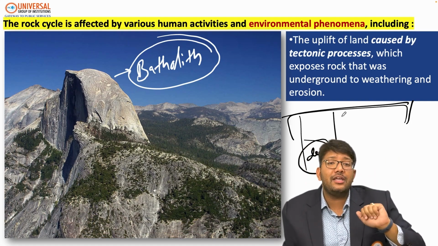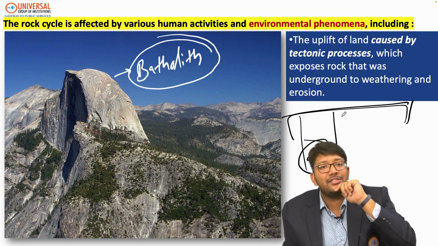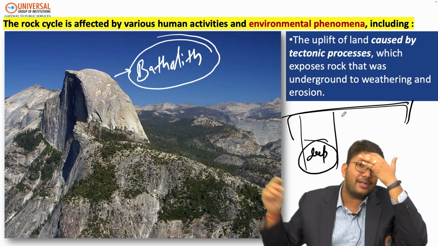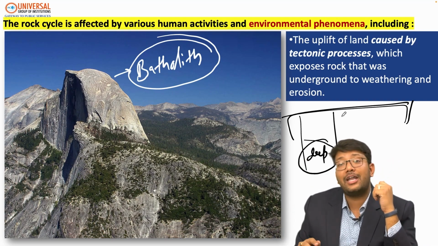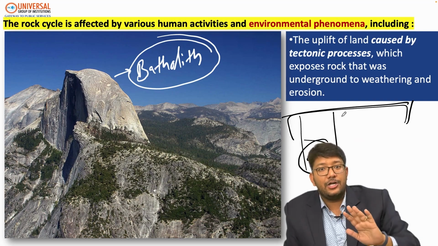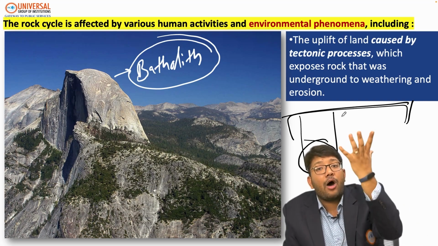Now you might be wondering how that batholith came out to the surface. This is a photo of the surface only. It's like a mountain. How did it come here? So basically, what happened? This particular batholith, due to erosional processes and tectonic processes, came out.